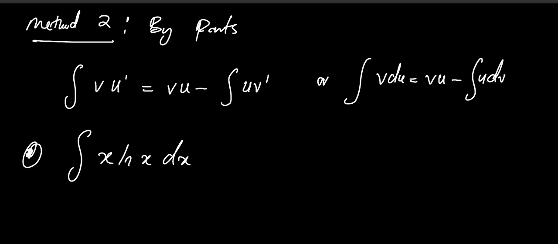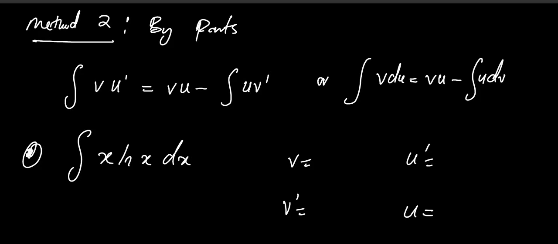So if you decide to choose, like in this case, your v to be x and your u prime to be ln x, it means if you're looking for v prime, you differentiate the x, and if you're looking for u, you have to integrate the u prime. In this case, we cannot integrate ln of x. We don't have an answer to that.